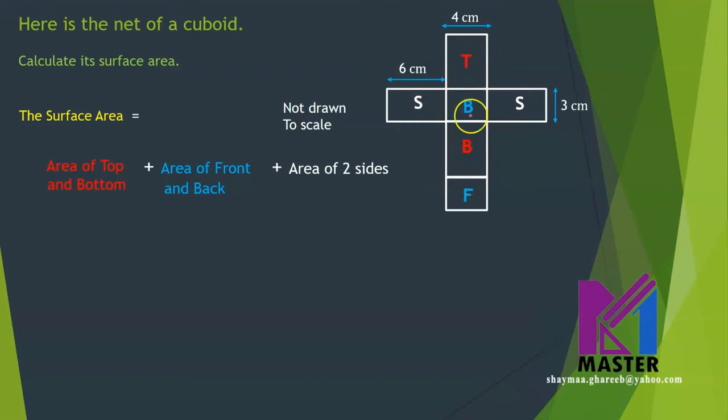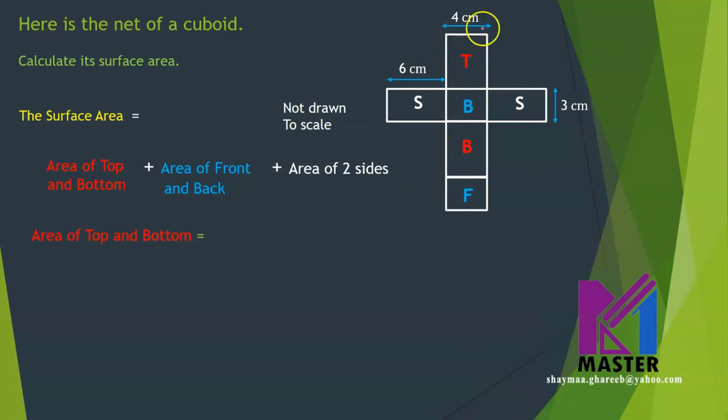Now we identified the opposite and the identical faces of this cuboid. As you can see, we have different sizes of faces. The top and bottom are identical and they are different than the back and the front, and they are different than the two sides. Now let's go step by step. I will start with the area of top and bottom. Now let's choose any of them, the top or the bottom.